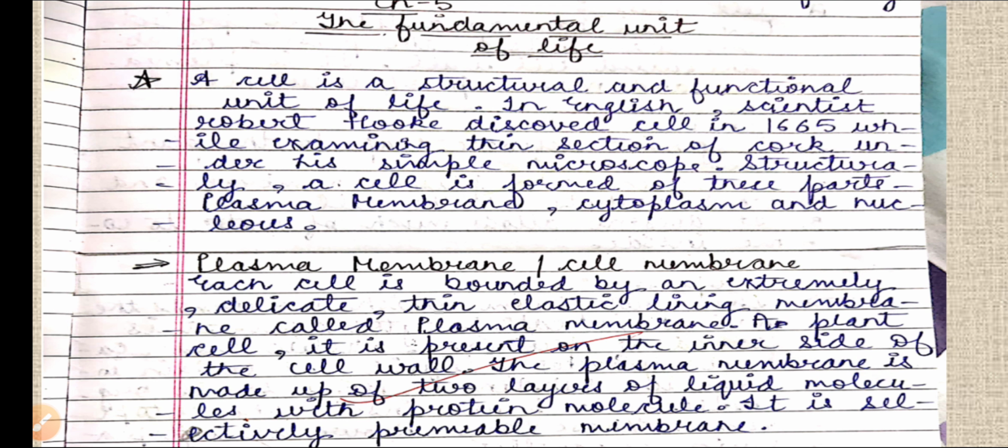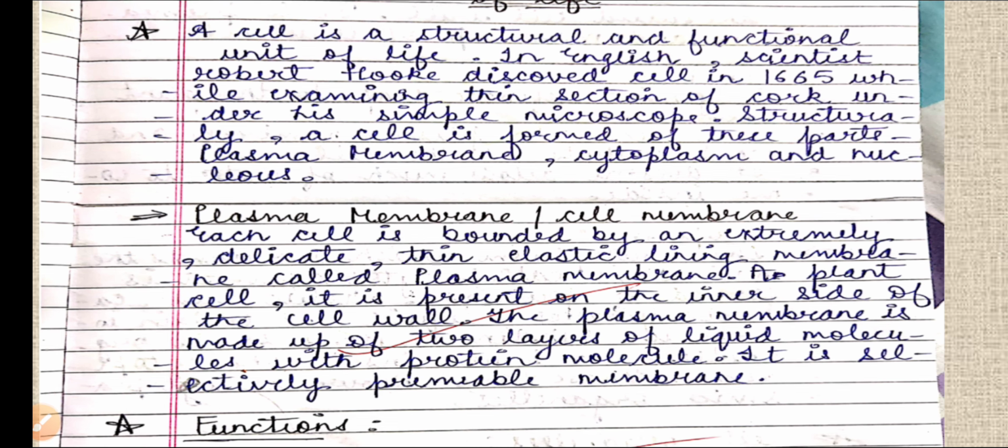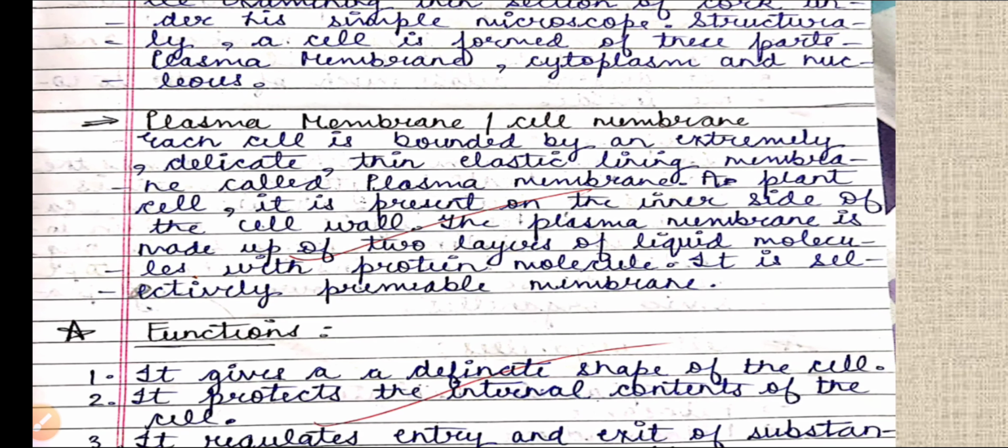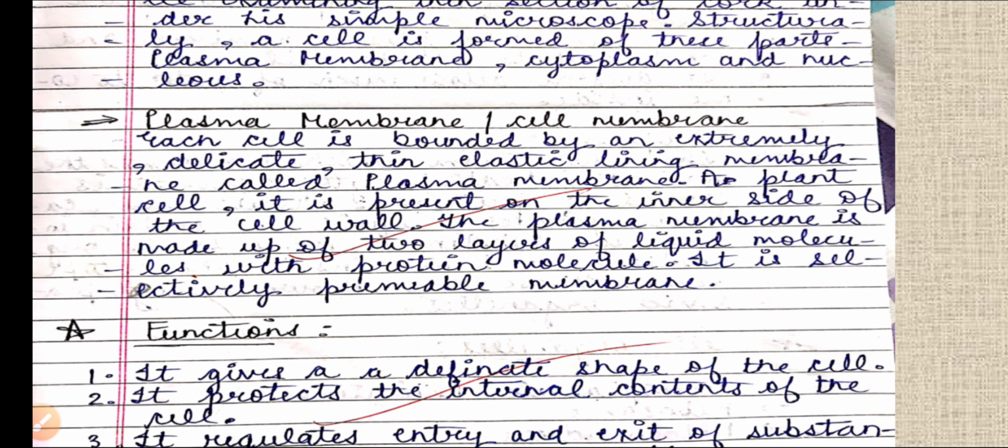Structurally, a cell is formed of these parts: plasma membrane, cytoplasm, and nucleus. Now, what is plasma membrane? Plasma membrane is also known as the cell membrane. Each cell is bounded by an extremely delicate, thin, elastic lining membrane called the plasma membrane. In a plant cell, it is present on the inner side of the cell wall. The plasma membrane is made up of two layers of lipid molecules with protein molecules. It is a selectively permeable membrane.